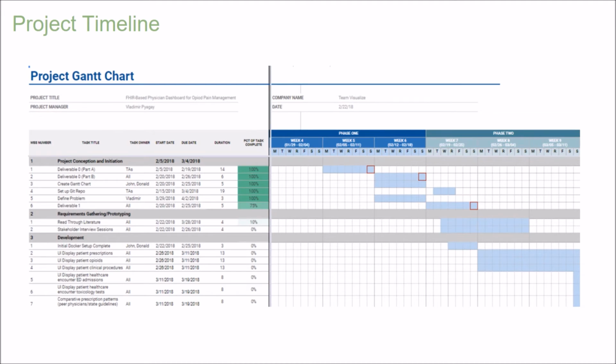This Gantt chart illustrates our project schedule divided into 4 phases: project conception and initiation, requirements gathering and prototyping, the development phase, and finally the testing phase. Since many of the tasks are unknown at this point, this Gantt chart will be updated as the semester continues along. This first deliverable marks the completion of phase 1 as we prepare to enter the research and prototyping phase of our project.